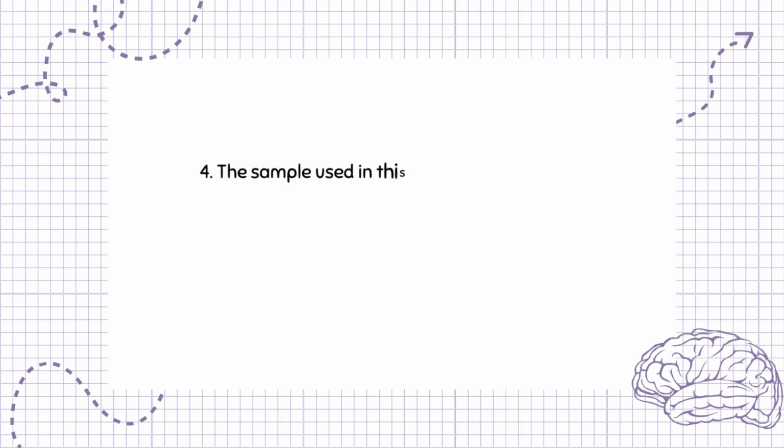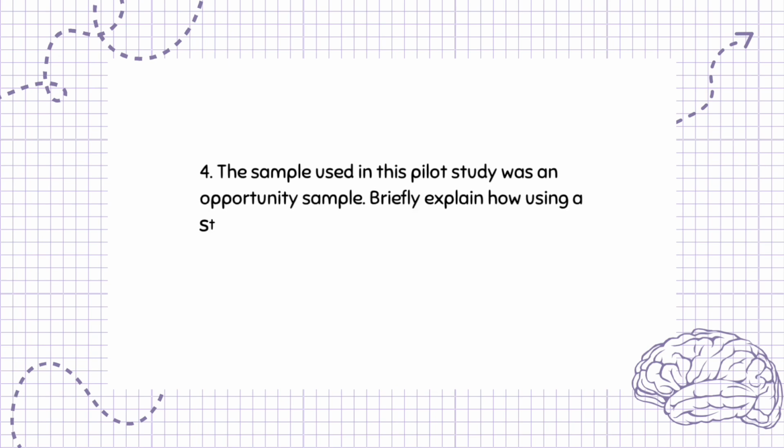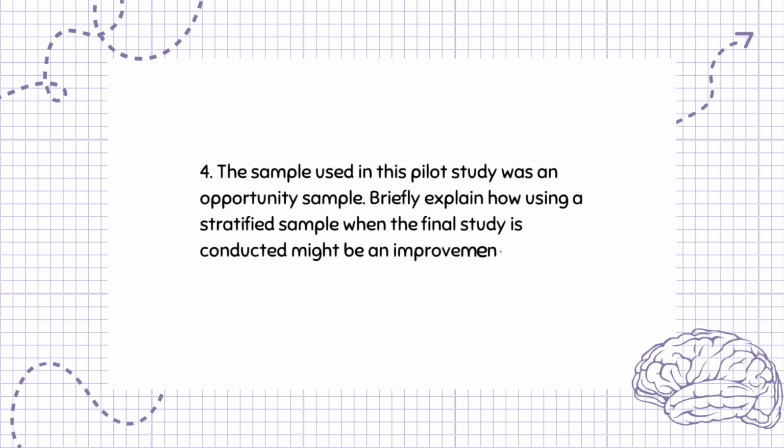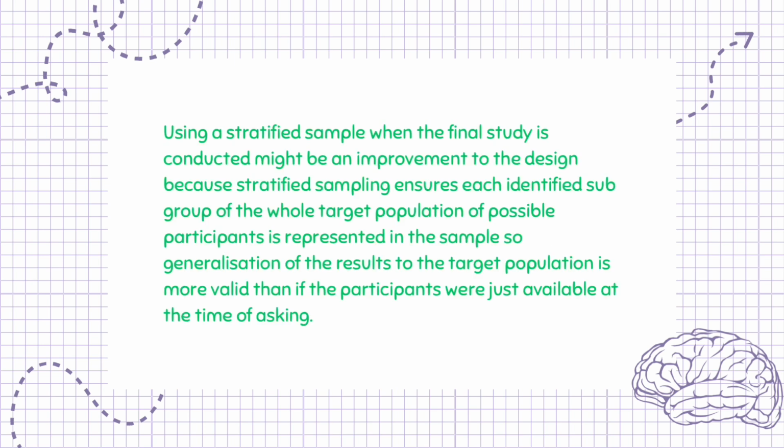Question 4. The sample used in this pilot study was an opportunity sample. Briefly explain how using a stratified sample when the final study is conducted might be an improvement to the design. 3 marks. Using a stratified sample when the final study is conducted might be an improvement to the design because stratified sampling ensures each identified subgroup of the whole target population of possible participants is represented in the sample, so generalization of the results to the target population is more valid than if the participants were just available at the time of asking.